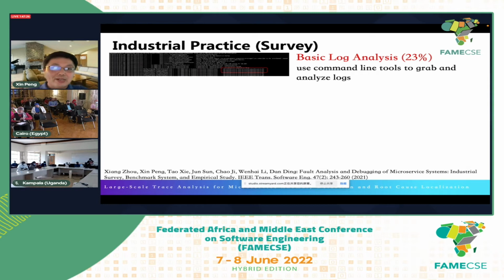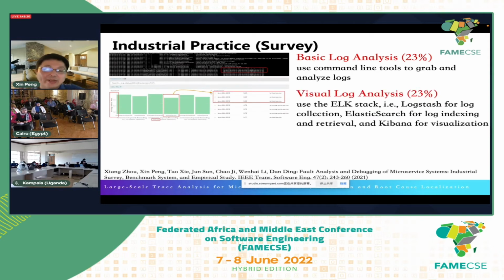According to our survey, we found that in industry, different kinds of tools and techniques are used for fault analysis and debugging of microservice systems. For example, basic log analysis is still widely used. Basic log analysis means that the engineer uses command line tools to grab and analyze the log. For example, when they receive an alert, they will use some keywords to search the logs, try to identify relevant log fragments, and find some hints about the fault. That is basic log analysis.